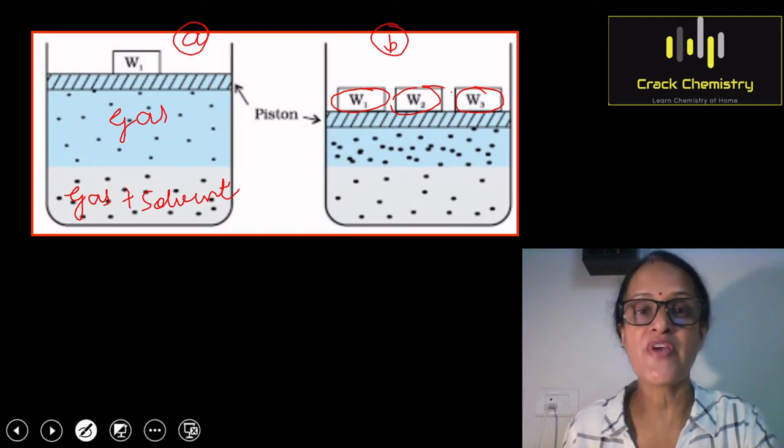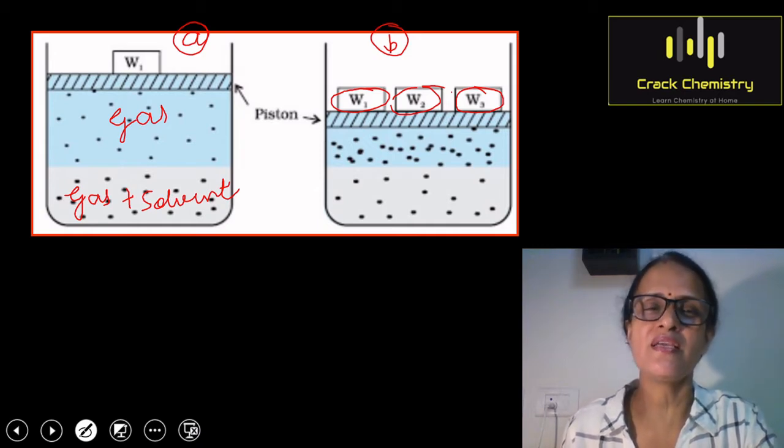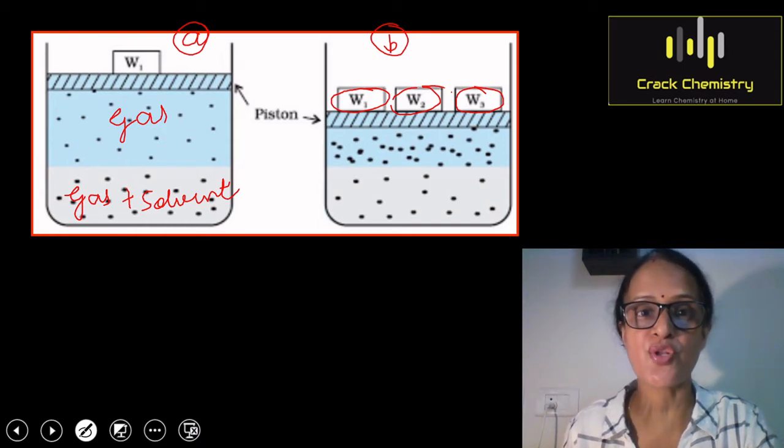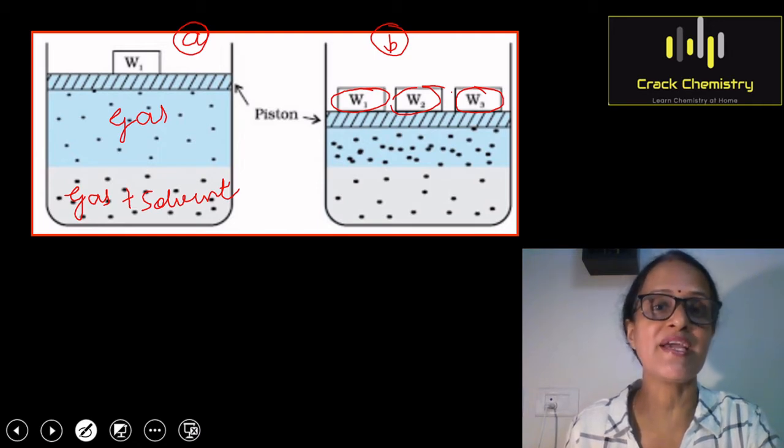This effect of pressure on the solubility of a gas in a liquid was studied by Henry. He did a lot of study on such systems, and the effect of pressure on the solubility of a gas in a liquid is expressed in terms of Henry's law. There are a number of ways by which Henry's law can be explained.